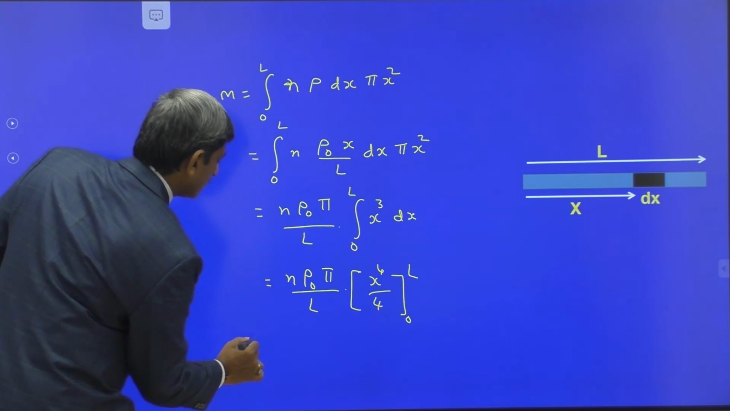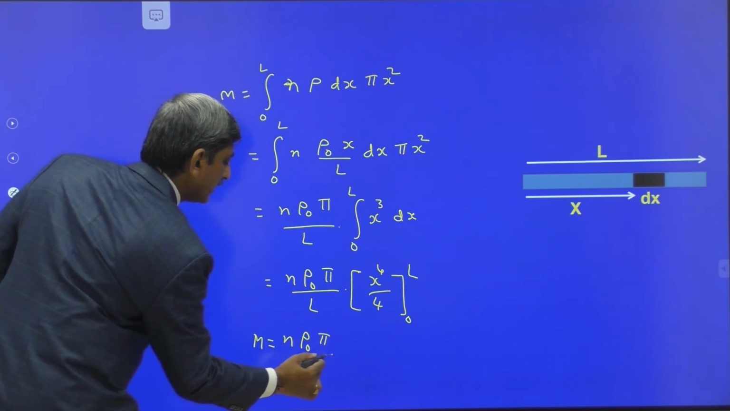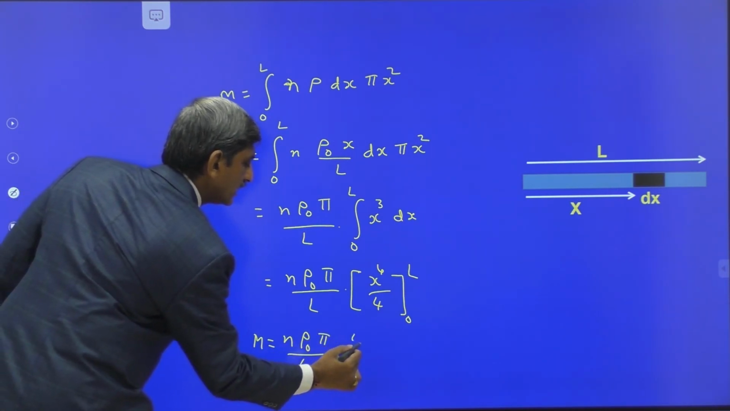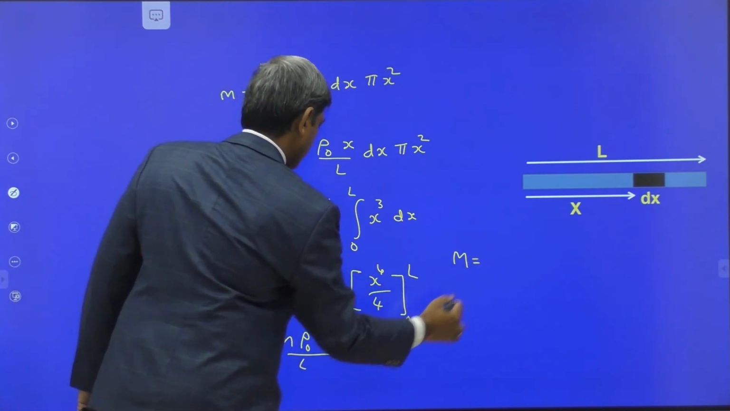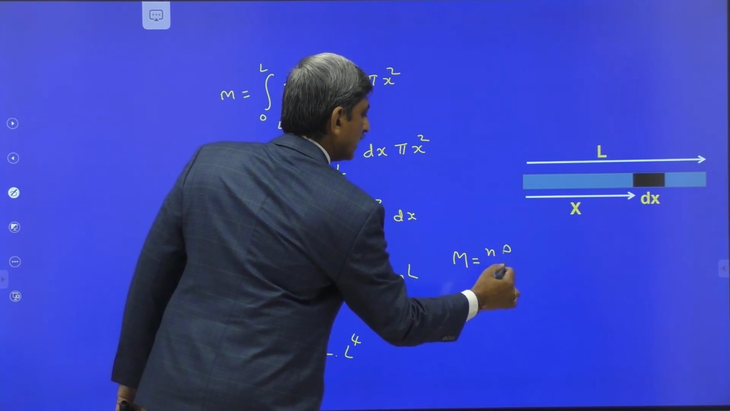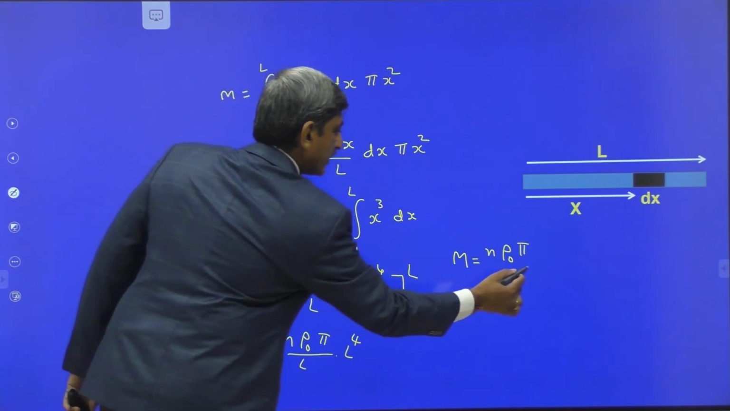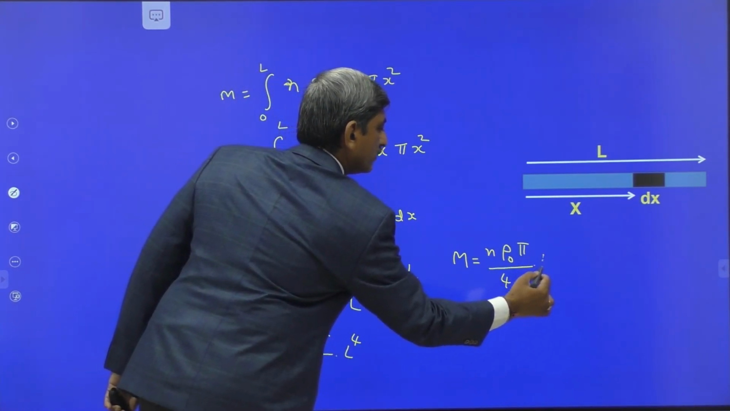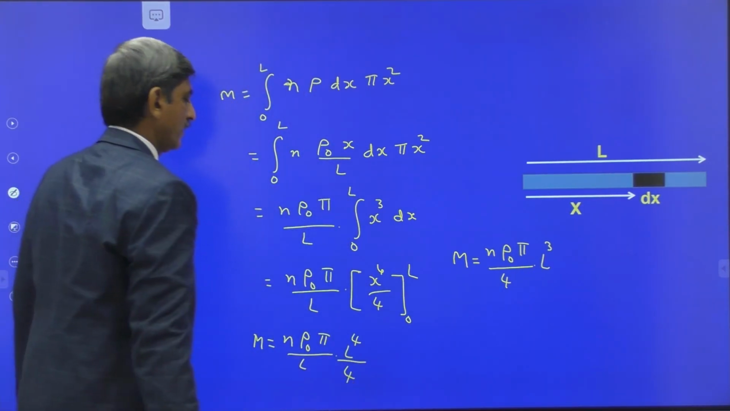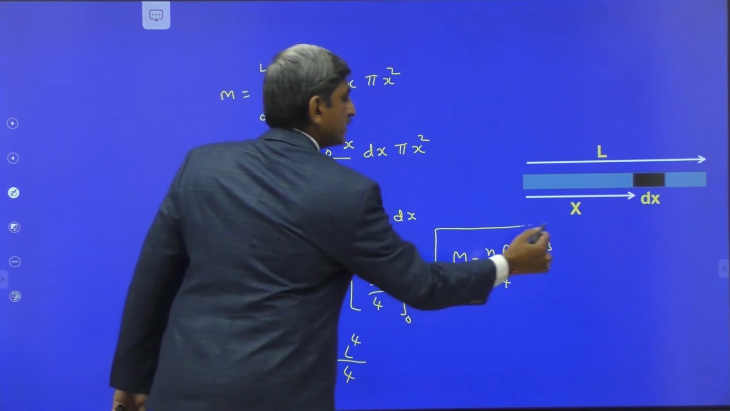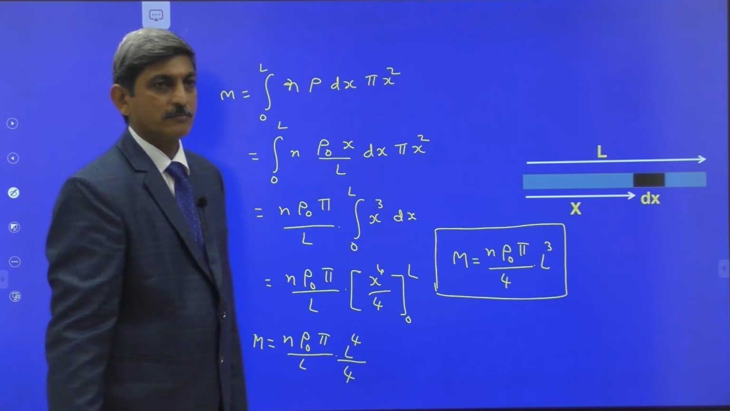By substituting the limits, we have m = n rho naught pi by L times L to the power of 4 by 4. So L cancels and we have m = n rho naught pi divided by 4 times L cube. So the dipole moment m is equal to n rho naught pi L cube divided by 4.